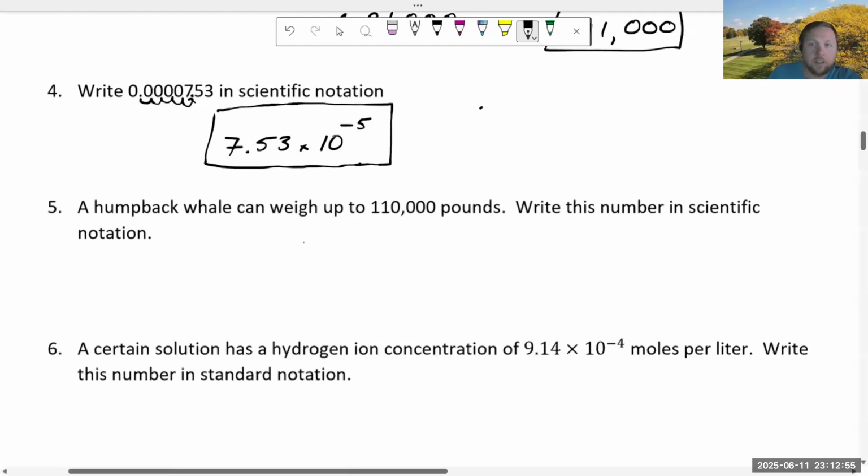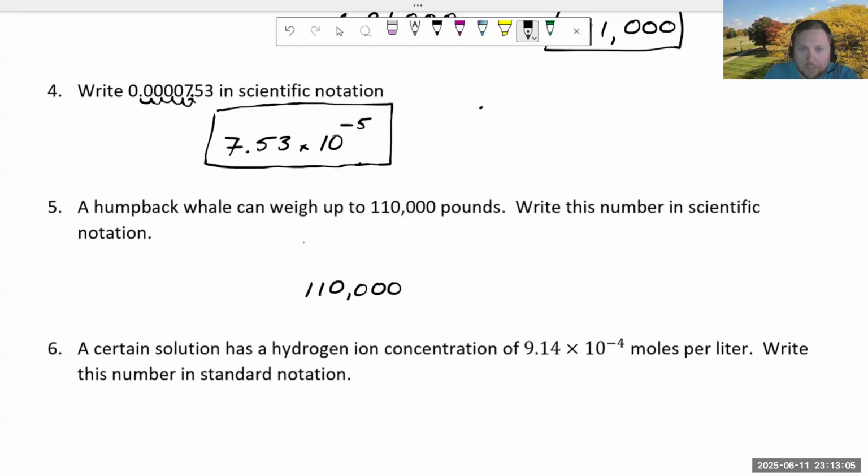A humpbacked whale can weigh up to 110,000 pounds. Write this number in scientific notation. So 110,000 has an implied decimal point right here. To get this into scientific notation, I'm going to have 1.1 times 10 to something. So I'm moving my decimal point 1, 2, 3, 4, 5 places.